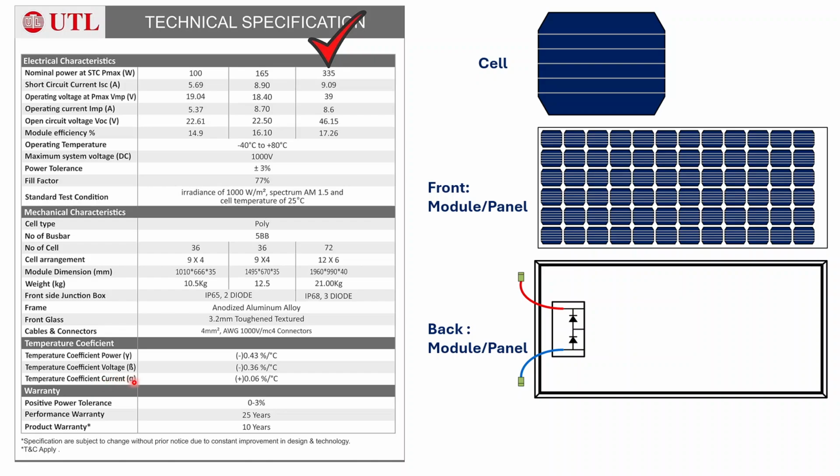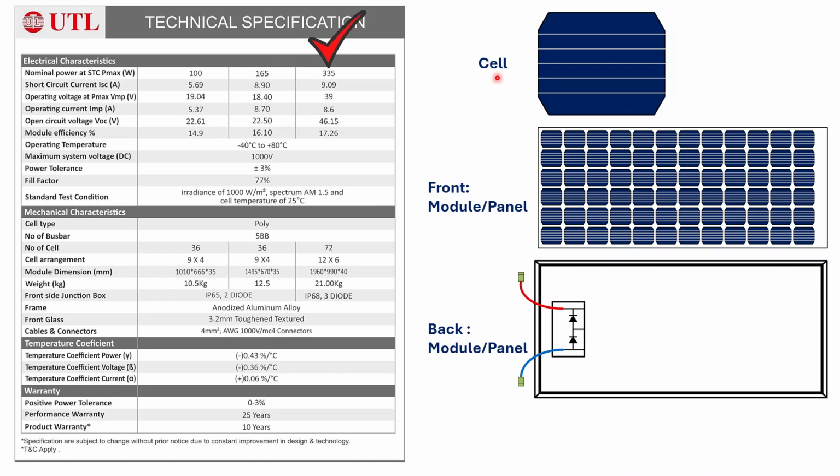Then there is the temperature coefficient for current. The current value increases as the temperature rises. Then these are the basic parameters. So this completes the overall data sheet of the solar panel.